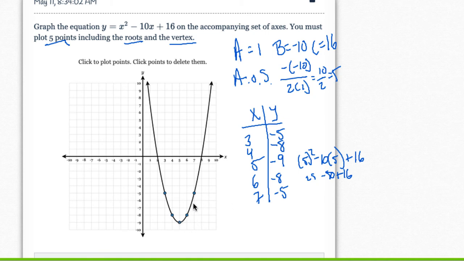We have our parabola. Only problem is we didn't give it the roots as well. So 2 of these points need to be on the roots. It's not a big deal since we already know that they're going to be at 2 and 8. You just move these other 2 points to 2 and 8. There we go.